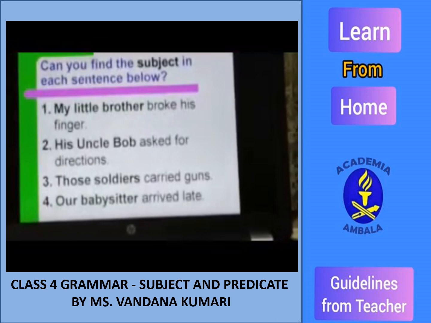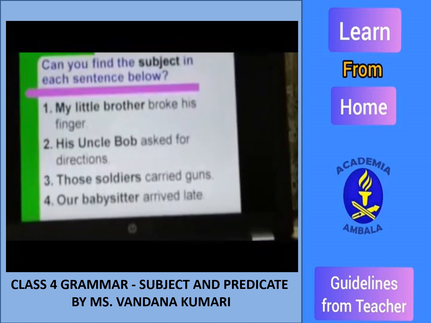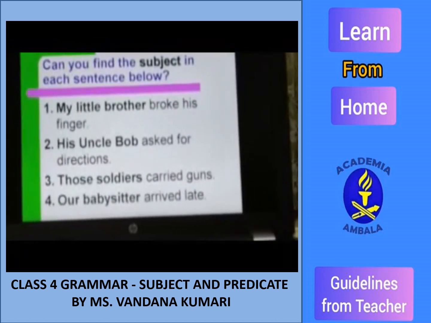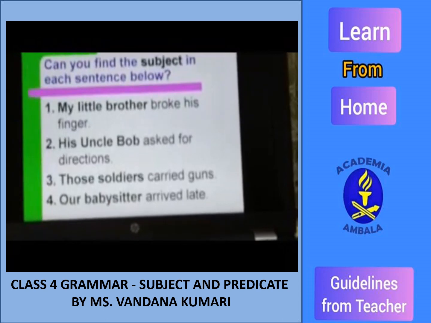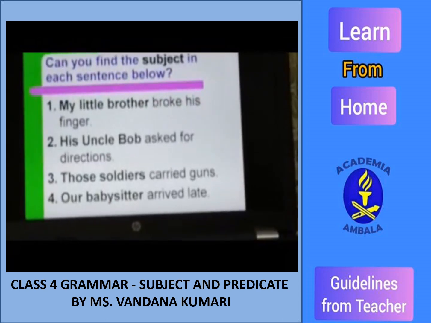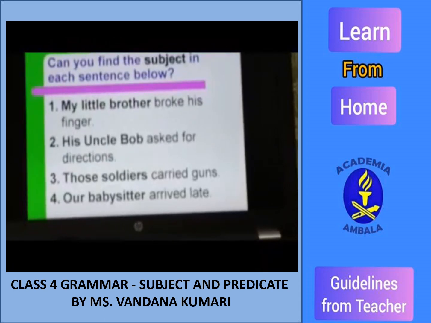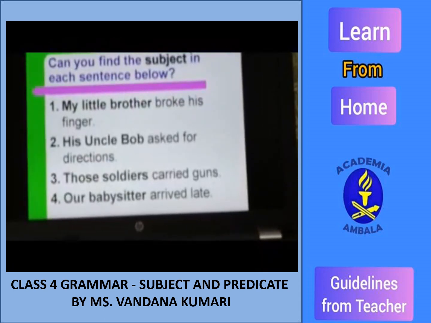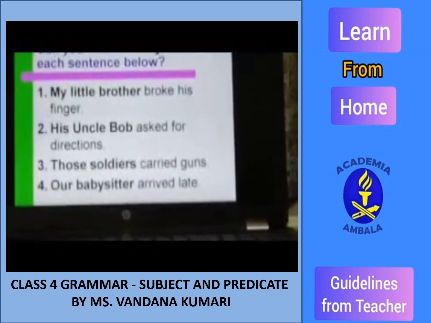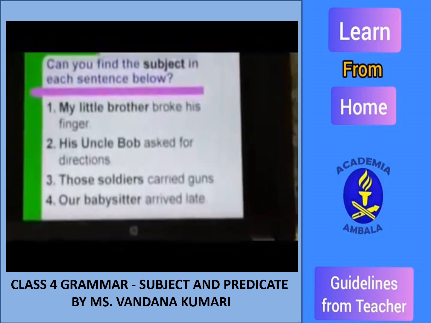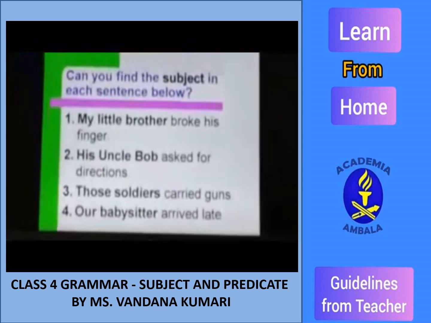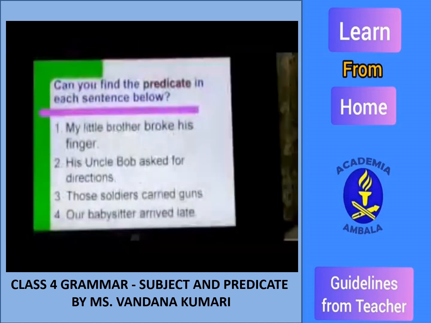In the second one, who asked for the directions? His uncle Bob. Now in the third one, who carried guns? Those soldiers. In the fourth sentence, who arrived late? Our babysitter. So these words, my little brother, his uncle Bob, those soldiers, and our babysitter, are the subjects.